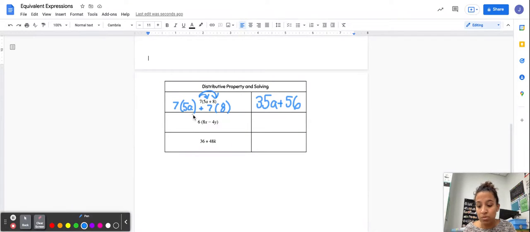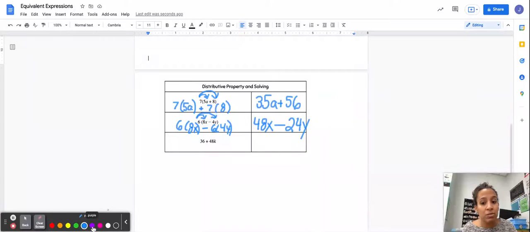Our next problem, we have our 6 outside the parentheses. 6 times 8x. This time we have a minus between our two numbers in the parentheses. And we can't forget 6 times 4y. So I have 48x when I do 6 times 8x, minus 6 times 4y is 24y.